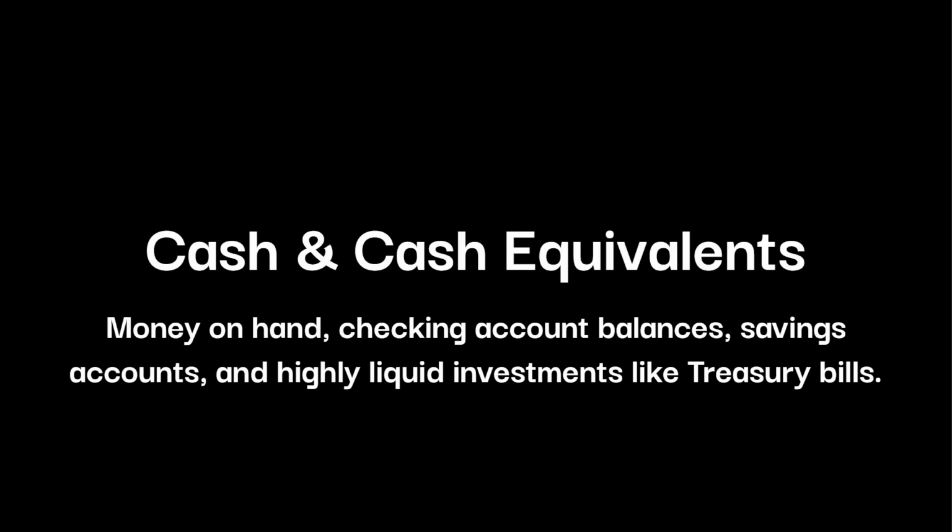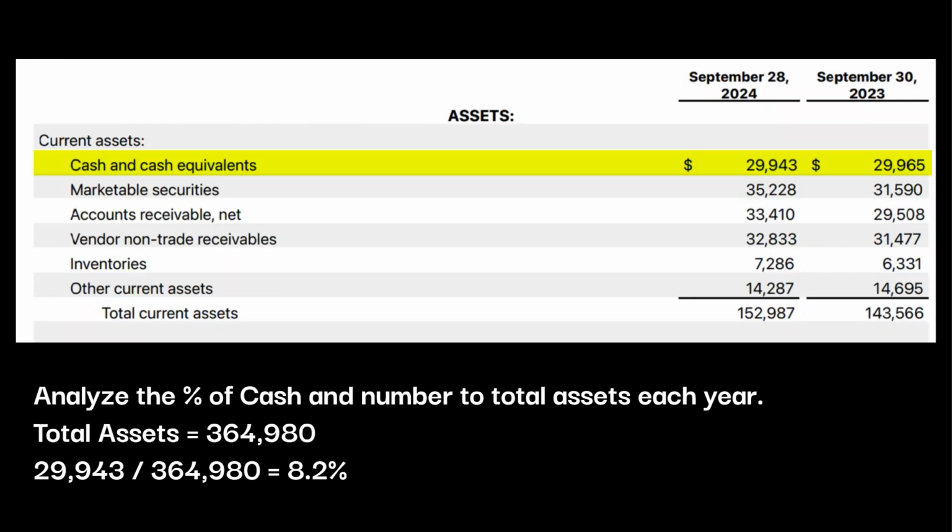So let's talk about cash and cash equivalents. So this is money on hand, checking account balances, savings accounts, and highly liquid investments like treasury bills. You'll see at the very top line over here, it says cash and cash equivalents. This is the most liquid. So this is going to be at the very top, right?